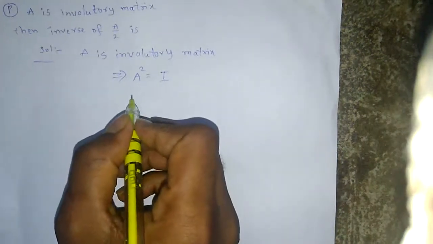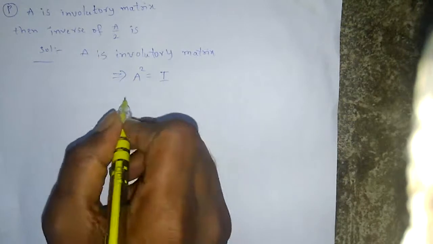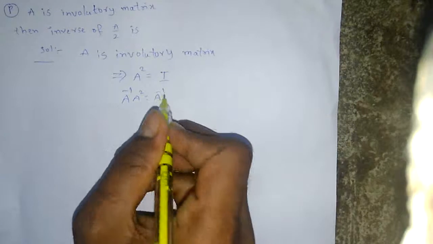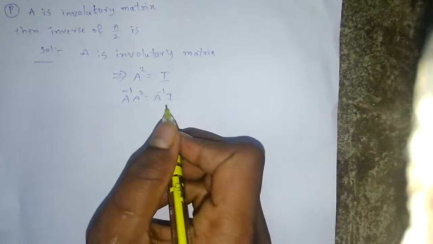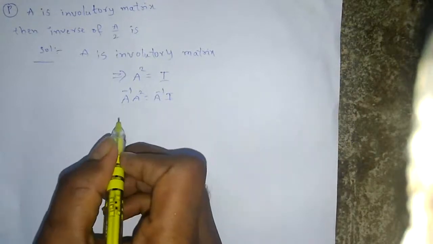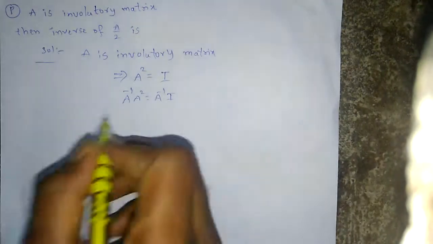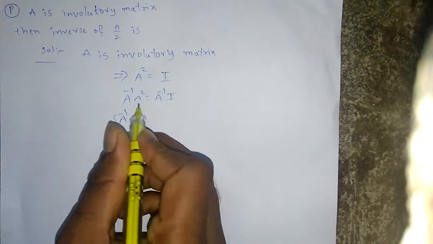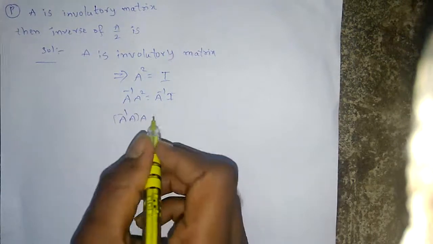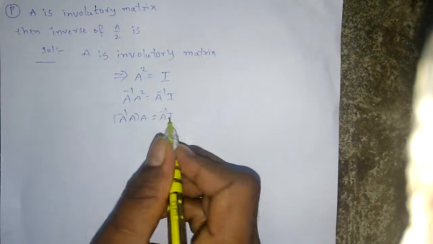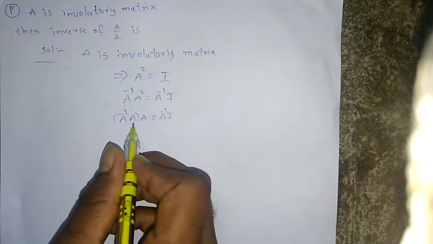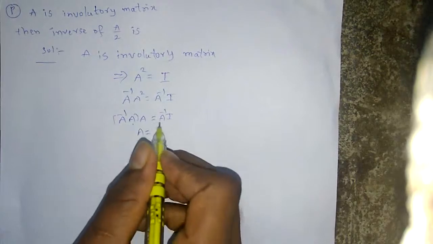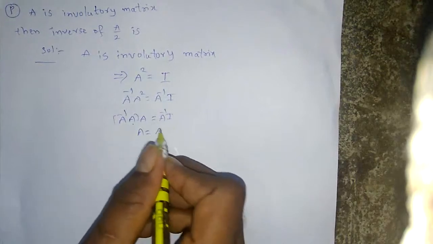So here A square is equal to I means if I multiply by A inverse on both sides, A inverse into A square can be written as A inverse into A into A, I took one A for this, is equal to A inverse into I. Now A inverse into A is equal to I, the identity matrix. Therefore A is equal to A inverse into I, which is equal to A inverse.